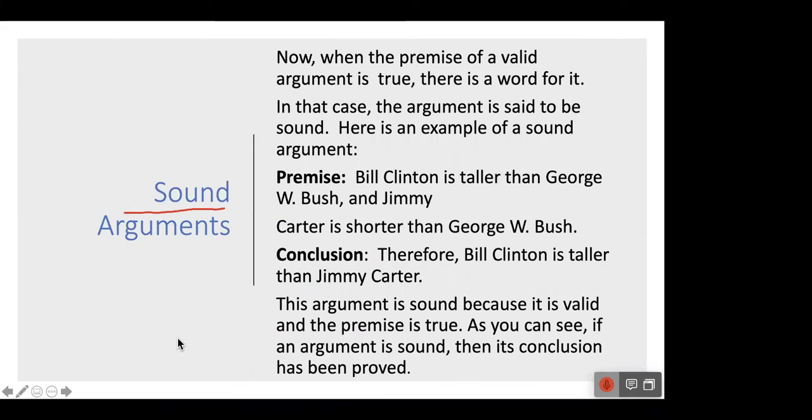All right. So, sound arguments. When the premises of a valid argument are true, we say the argument is sound. Here's an example of a sound argument. Bill Clinton is taller than George Bush, and Jimmy Carter is shorter than George Bush. Therefore, Bill Clinton is taller than Jimmy Carter. The argument is sound because it's valid and the premises are true.